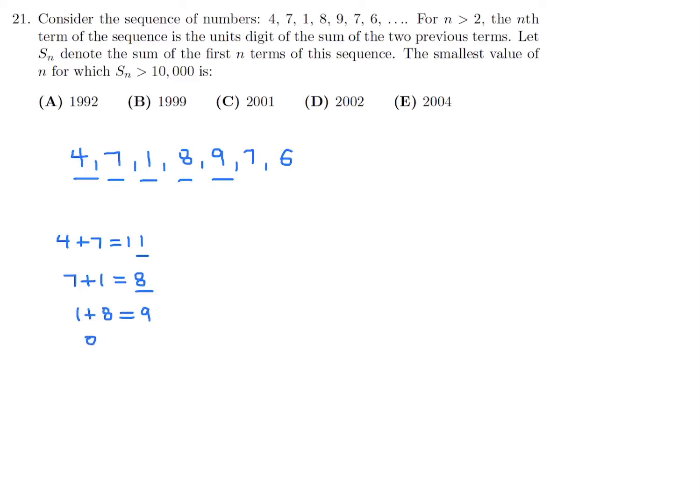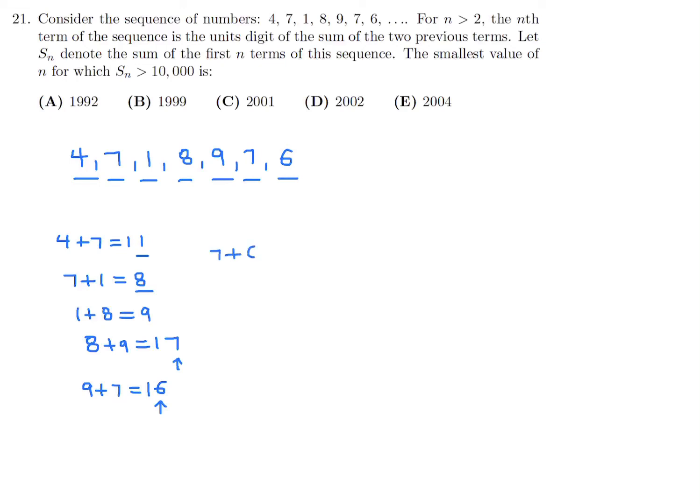How about 8 plus 9? That's 17. The units digit of 17 is 7, and therefore that becomes 7. Keep going here, 9 plus 7 is 16. The units digit of that is 6, and therefore the next number is 6. So I hope you get the hang of this, but we got to keep going. We got to make the whole list. I don't know how long this is going to go on for, but my hope is that there's going to be a pattern. There's always some pattern in these kinds of questions.